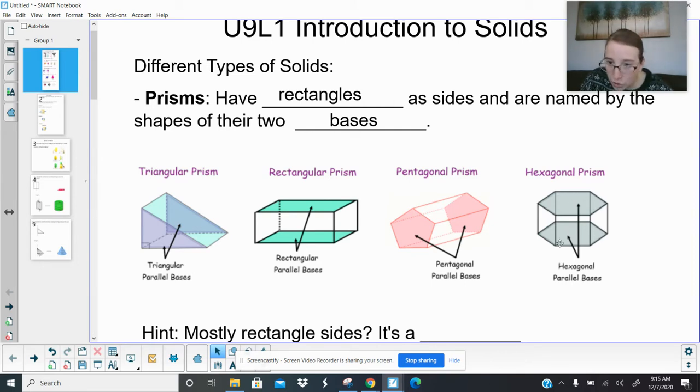Notice that they have two shapes that are the same. These are called the bases, the kind of highlighted ones here. These bases are triangles. These bases are also rectangles. These bases are pentagons, and these bases are hexagons. So we name them by those bases. If I saw this, I'd go, oh, this is a triangular prism because I see two triangles as bases, and the rest of the sides are rectangles. This is a pentagonal prism because I have two bases that are pentagons, and the rest of the sides are rectangles. So that's how we can identify a prism.